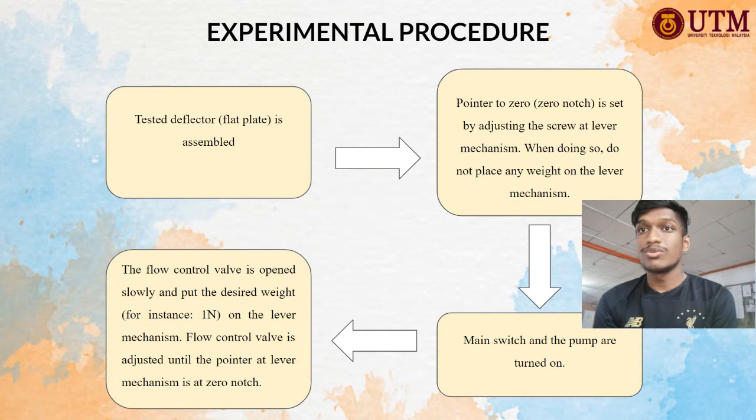The third one is the main switch and the pump are turned on. The fourth one is the flow control valve is opened slowly and the desired weight, for instance 1 Newton, is put on the lever mechanism. The flow control valve is adjusted until the pointer at the lever mechanism is at the 0 notch.